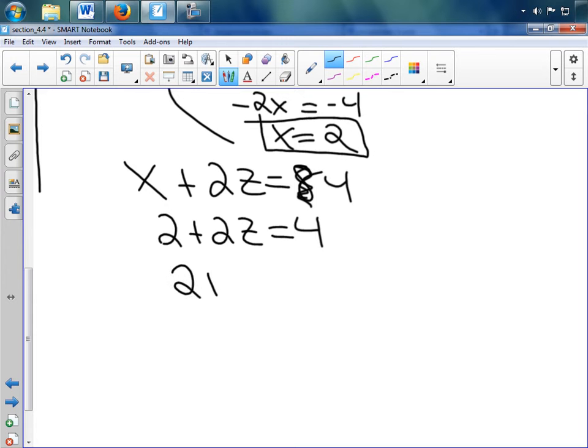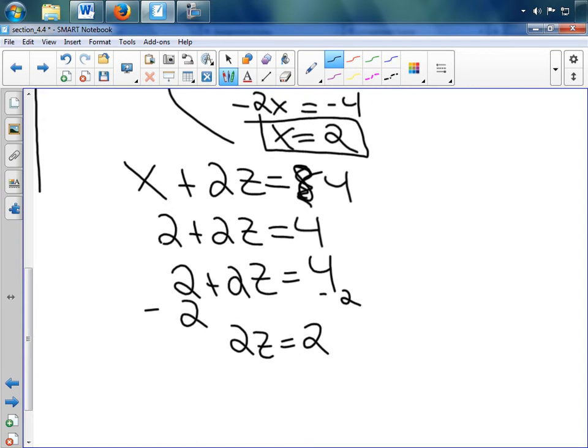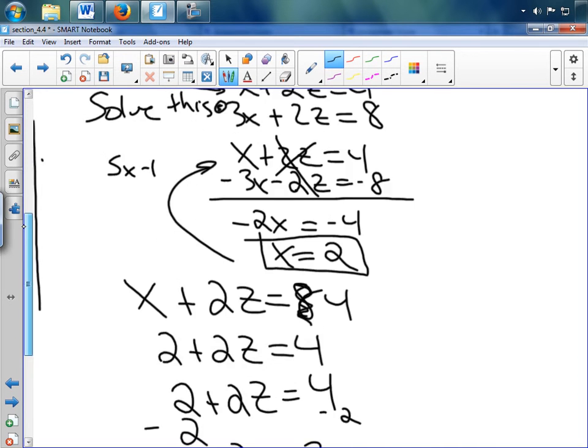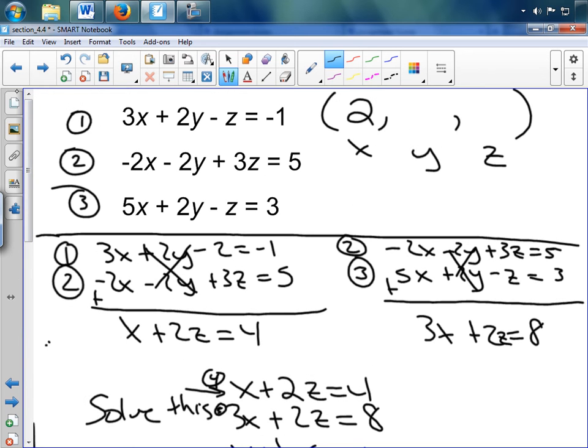So 2 plus 2z equals 4. Now I will subtract 2. Z equals 1. Is that better? Go back above the line and I put a 1 in here. Now I have 2 of the variables, I need 1 more. Now what should I do?